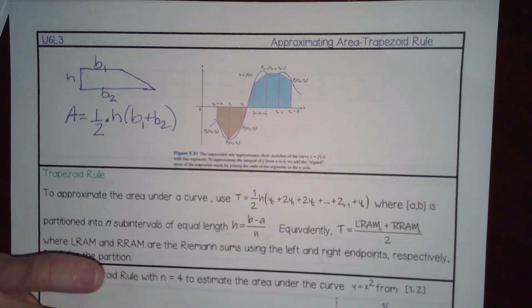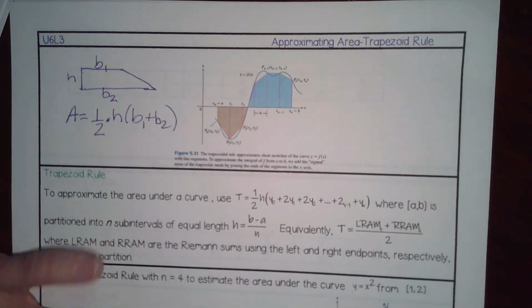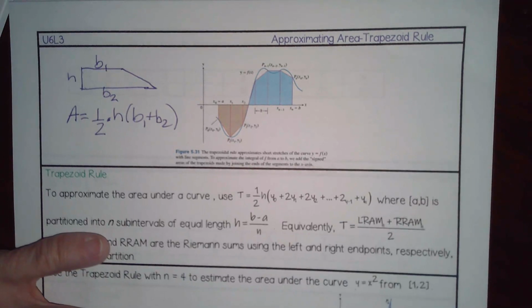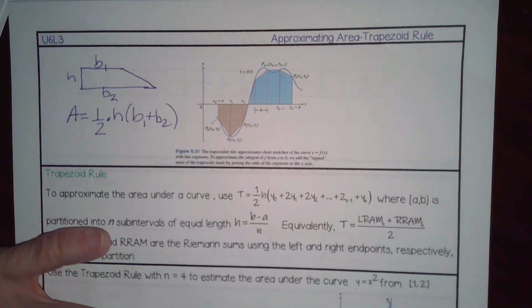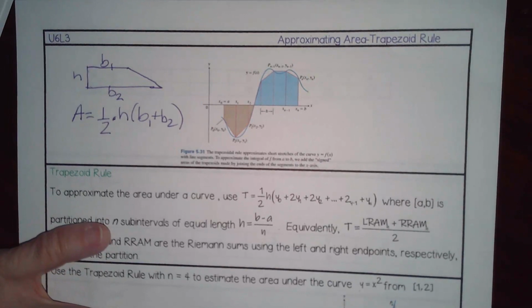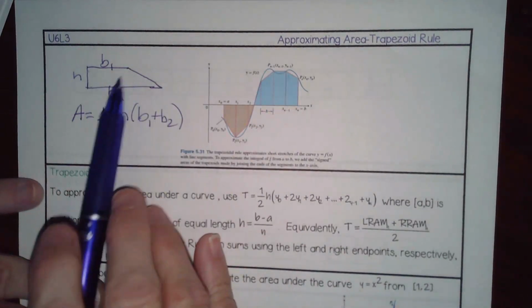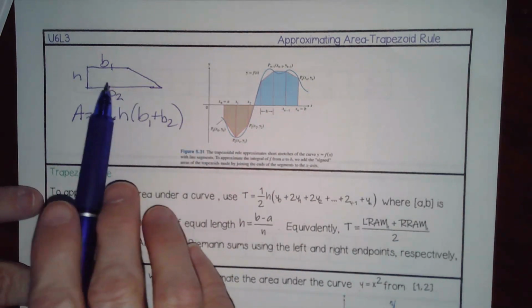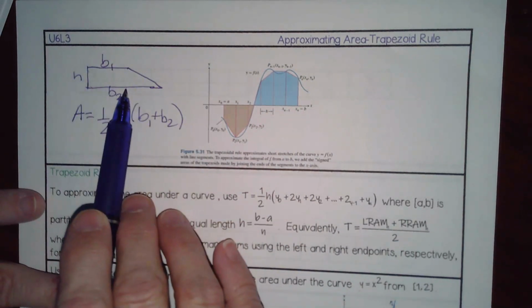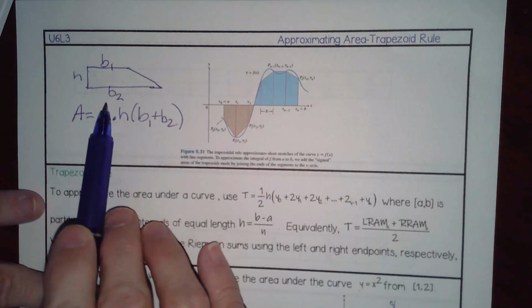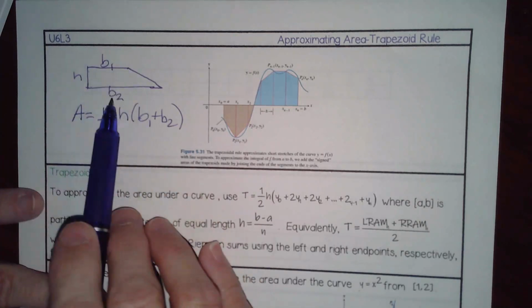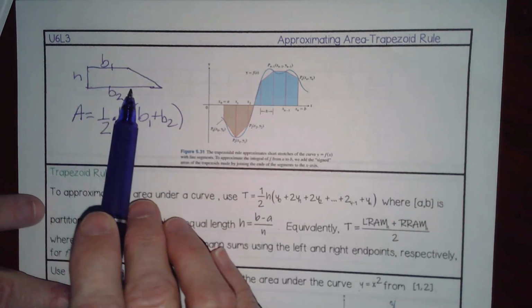Okay, so in this lesson, we're going to learn how to find the area under a curve using a trapezoid instead of a rectangle. But the first thing I want us to do is remember what a trapezoid looks like. A trapezoid is a four-sided figure with one pair of parallel sides. And here I've drawn a trapezoid that's laying on its side.